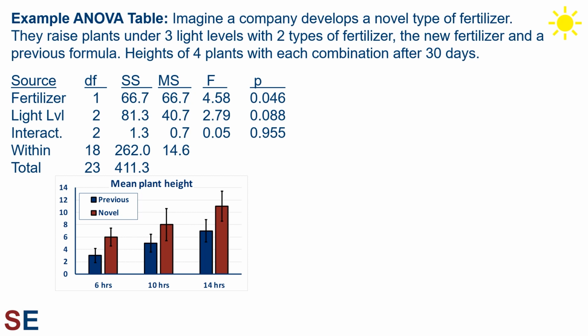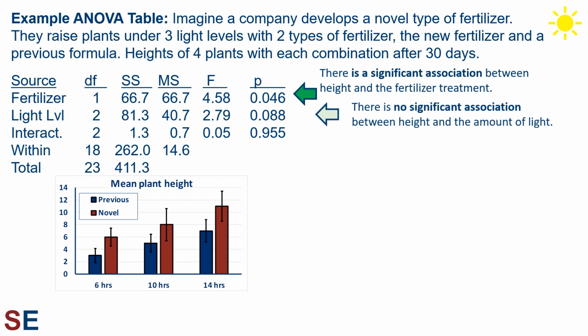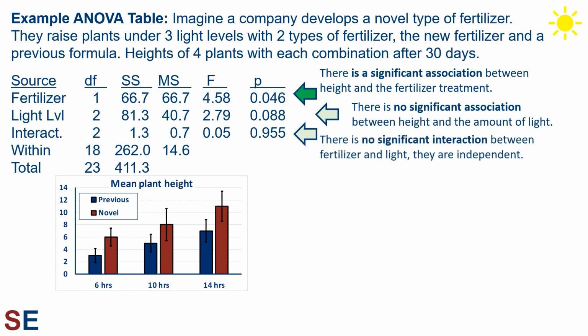The ANOVA table indicates that there's a significant association between height and the fertilizer treatment. This comes from the p-value being less than 0.05. However, there is no significant association between height and the amount of light because the p-value is larger than 0.05. There's also no significant interaction between fertilizer and light. The factors act independently, as indicated by the p-value larger than 0.05.